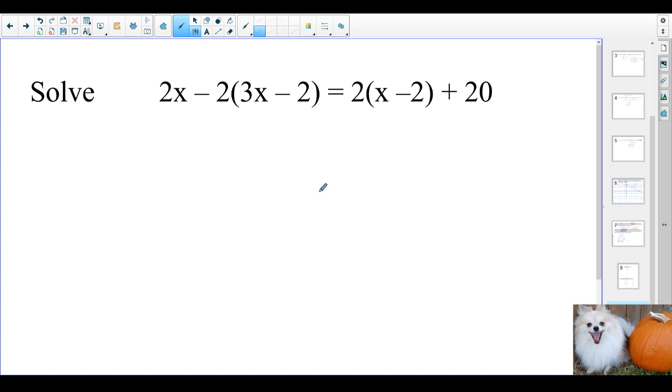All right, last one. Ugh, gross. This is just solve for x. So we get rid of parentheses first. Negative 2 times 3x is negative 6x. Negative 2 times negative 2 is positive 4. I'm going to bring the rest of this down. So 2x equals, I do this other set of parentheses. That's 2x. 2 times negative 2 is minus 4. And then plus 20 is left over.